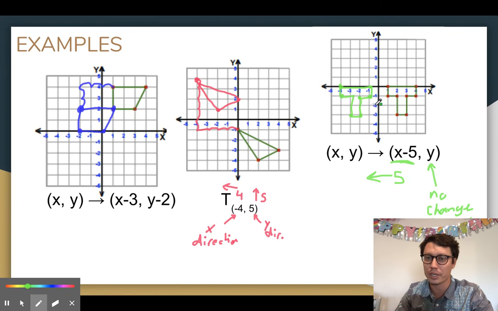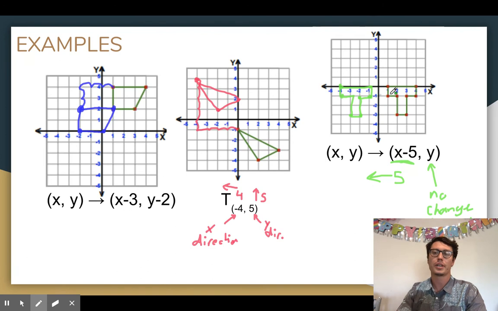Okay, I just cut this part out, right? Every single point goes over 1, 2, 3, 4, 5. Okay, and you get the same one. Notice, remember, no change in y, so it didn't need to go up or down. It just went to the left 5 times.